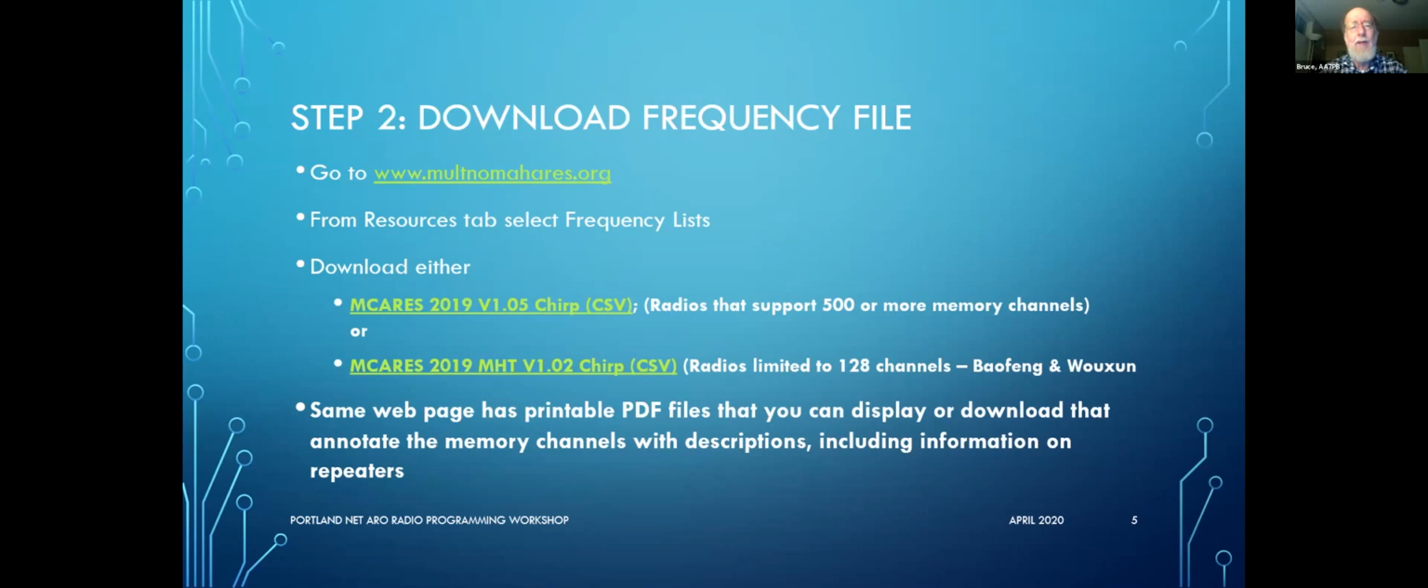That same web page will give you printable versions of this information that you might want to print and put in a binder because it's a lot more readable than the comma-separated values that you use for CHIRP. Any questions on this slide?